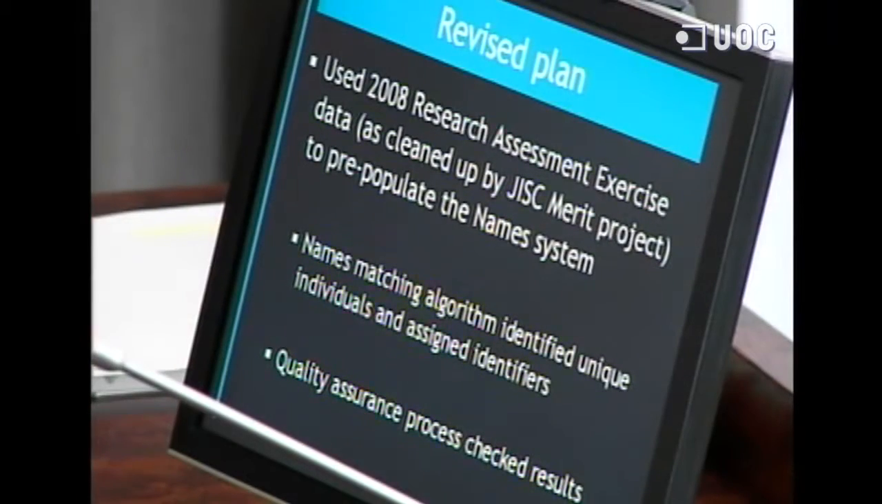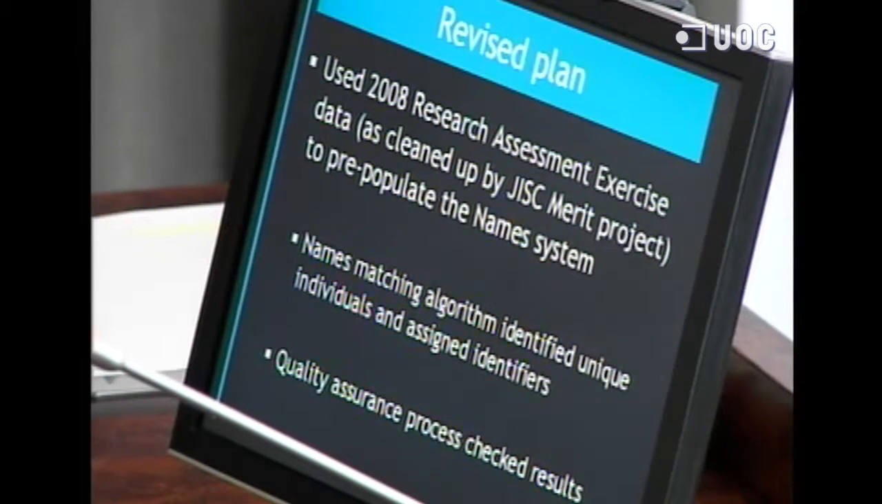So we gave up on that idea, and were fortunate in that while the project was running, the 2008 research assessment exercise data was processed by another group and made available. So we were able to use that.